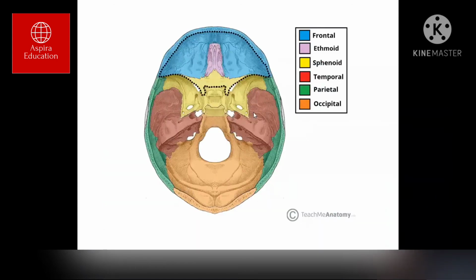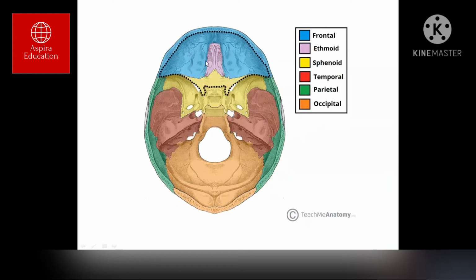Next, we are going to start with the anatomy starting from head and neck. Then we're going to move into the chest, abdomen, and the limbs. So we'll start with the head. So this is the skull, where we can see the cranial fossae. This is the anterior cranial fossa, this is the middle cranial fossa, and this is the posterior cranial fossa.